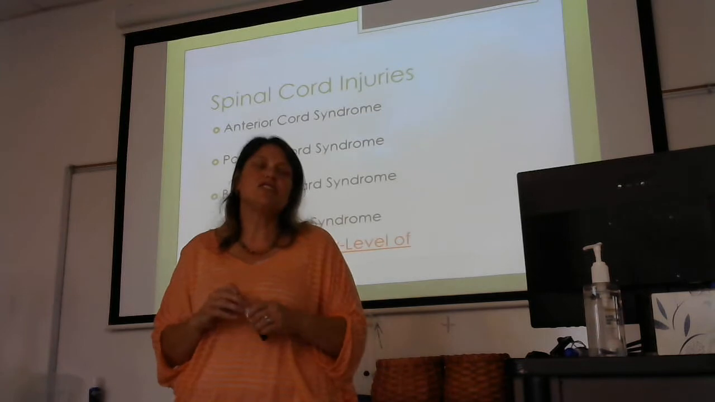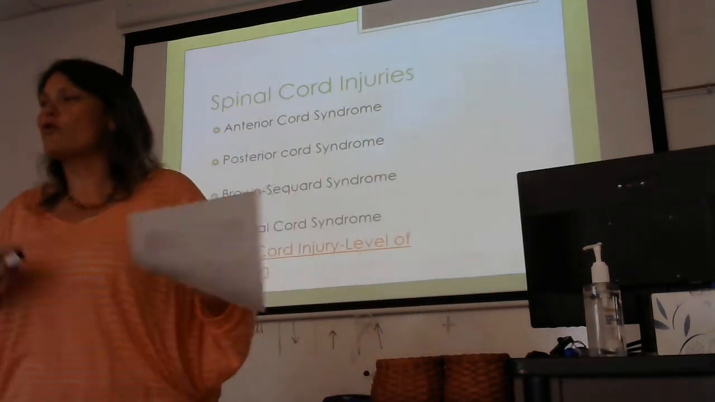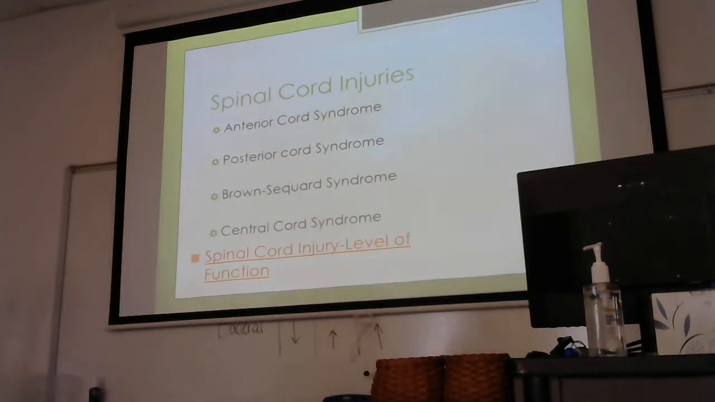So let's talk about anterior cord. Anterior cord, remember, is an incomplete injury. It is the front of the cord that is injured, anterior. These patients have a loss of motor function, a loss of pain sensation, and a loss of temperature below the level of the lesion. But they retain positioning sense.